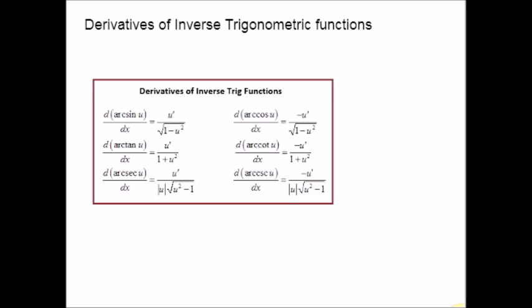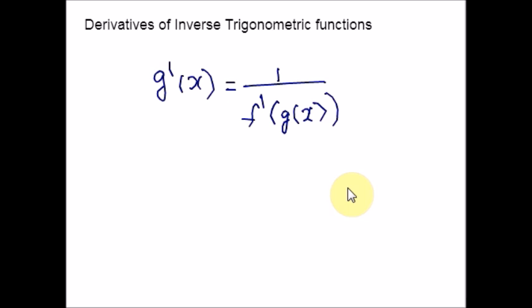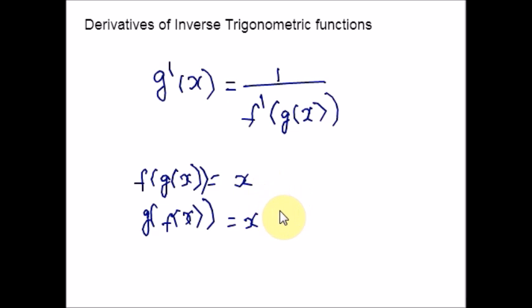If f of x and g of x are inverse functions, then g dash of x is equal to 1 over f dash of g of x. You have to recall that as well. Two functions are inverses if f of g of x is equal to x and g of f of x is equal to x. Only if this condition is satisfied, we can say that the two functions are inverses.